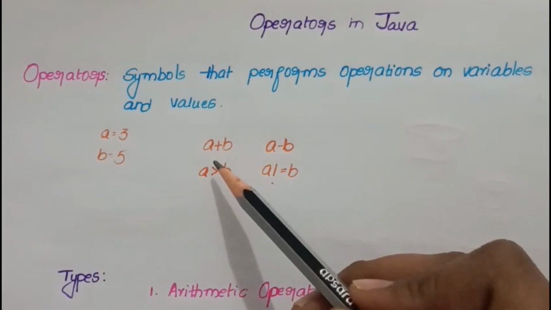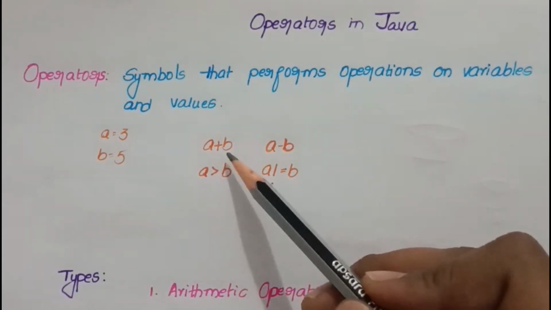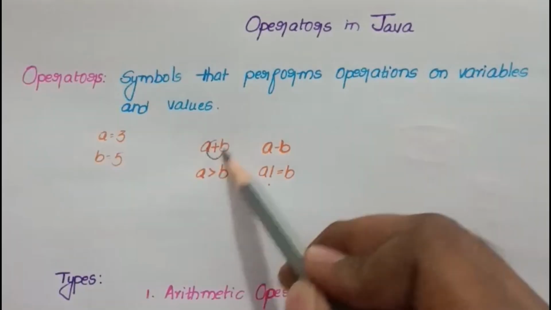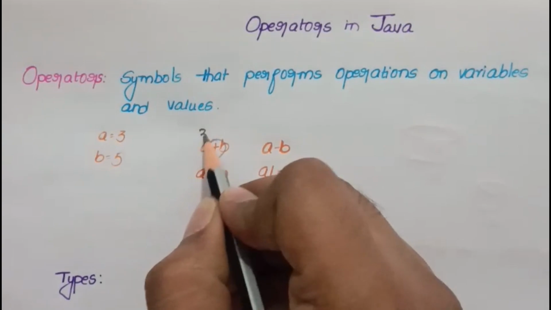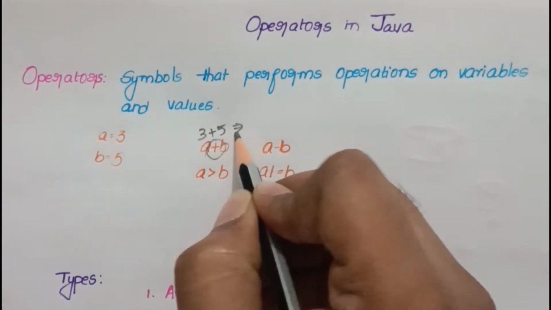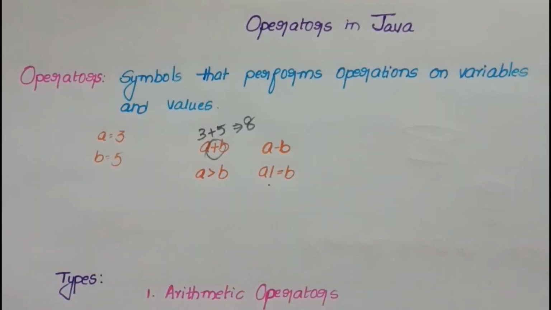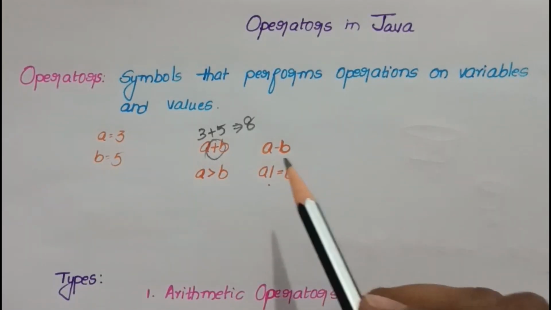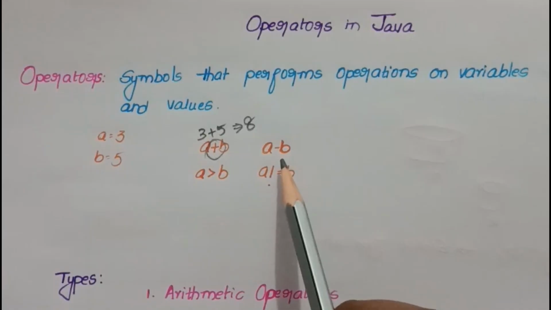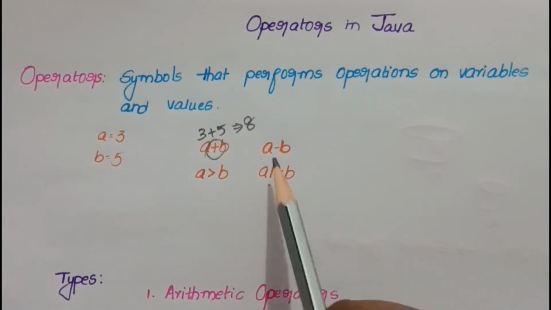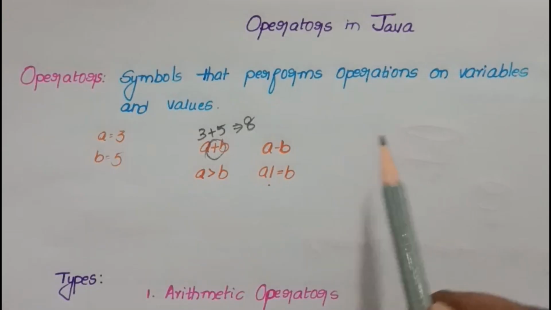Plus represents the addition operation. When we write a plus b, this operator plus will perform the operation on the values of a and b, 3 plus 5. What will be the output? 8. So the output will be 8 when the operator plus performs the operation over variables a and b. In a similar way, if you want to subtract values from each other, we will use the minus symbol. It is used for subtraction. a minus b represents we are subtracting the value of b from a.